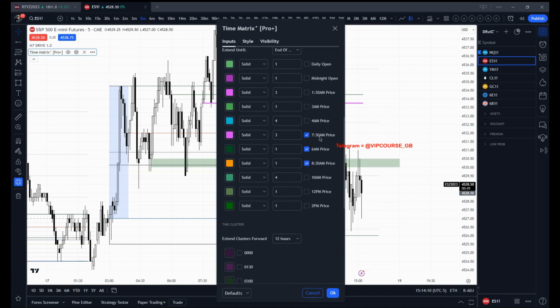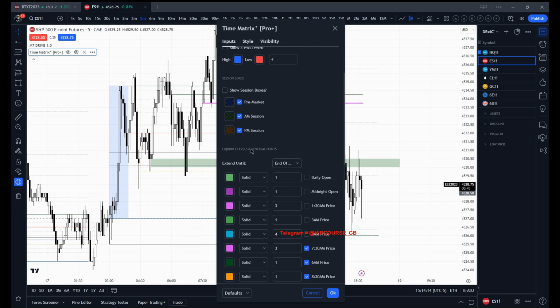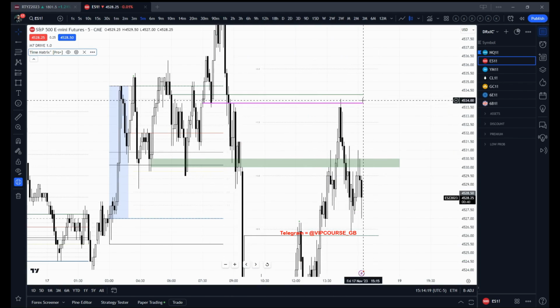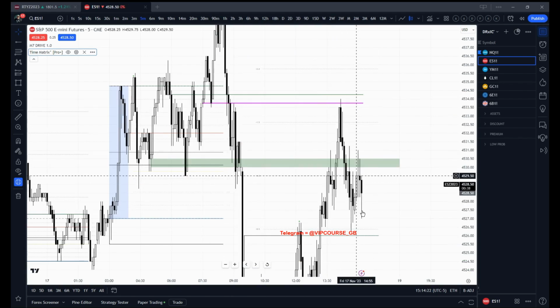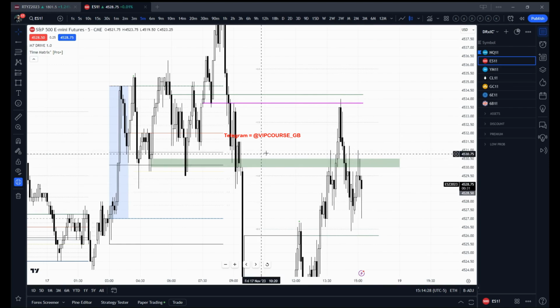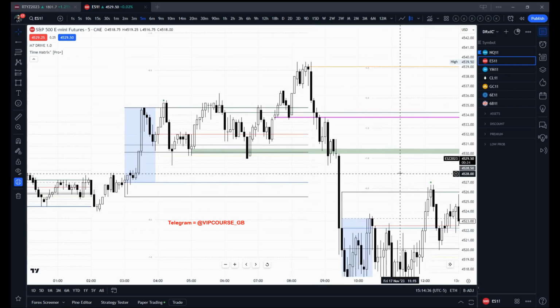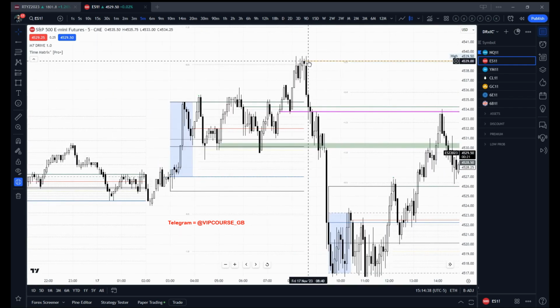The 730 price is being used as a liquidity level and reversal point. Says who? Says the algorithm right here. Liquidity, wicked, reversed. Liquidity. Liquidity. Reverse.